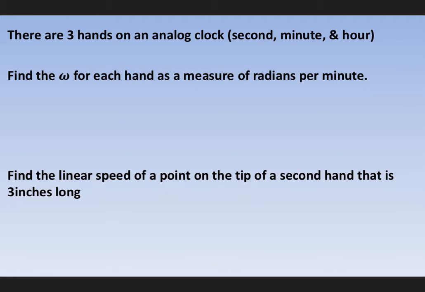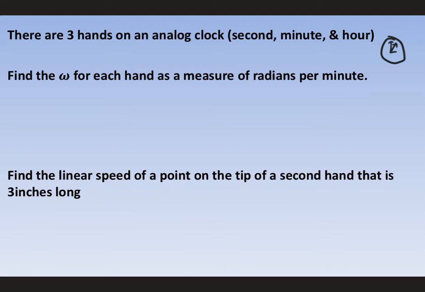All right, now let's talk about how we're going to do this problem. So let's talk about the hands on a clock first. That'll probably be a good idea. So we have a clock. There's 3 hands. There's the second hand, which goes around once per minute. There's the minute hand, which goes around once per hour. And then there's the hour hand, the shortest one, goes around once every 12 hours, right? Because there's 12 hours on a clock and then it repeats.